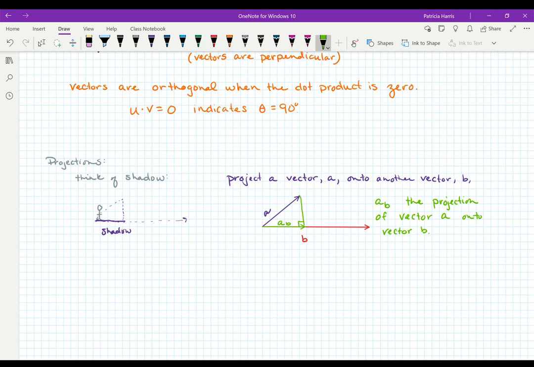Just like your shadow isn't the same height as you, okay? Sometimes your shadow is really short, other times your shadow is really long, other times it's the exact same height. So, same type of thing. The projection is not the same magnitude as the original, okay? All right, so here is our formula.